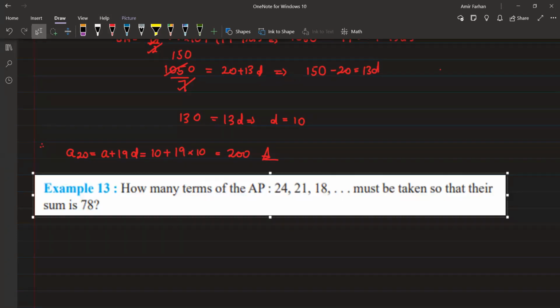Do you know how to solve a quadratic equation? Yes, sir. Okay, do this question, because this question will involve the factorization of a quadratic equation. This question will form a quadratic equation. Yes, sir. Okay, do this question.